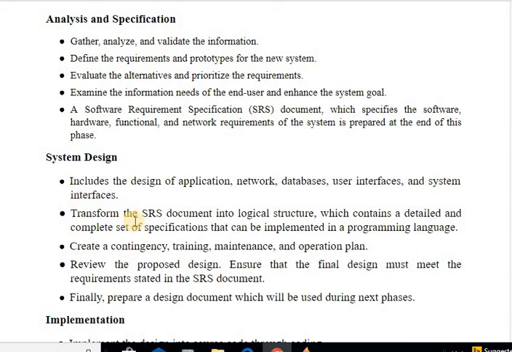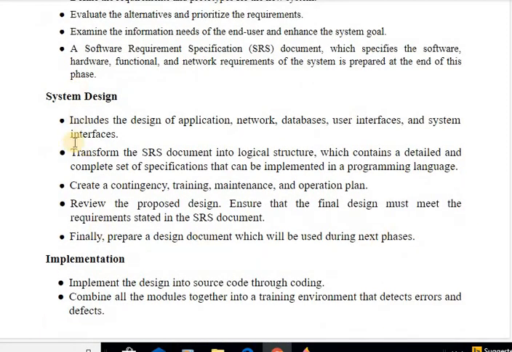Okay. So system design includes the design of application, network, databases, user interfaces and system interfaces. So whatever number of modules you are going to have in your system, how they will be connected with each other, or what will be the storage provisions for each module. System design also transforms the SRS document into a logical structure, which contains the detailed and complete set of specifications and can be implemented in a programming language.